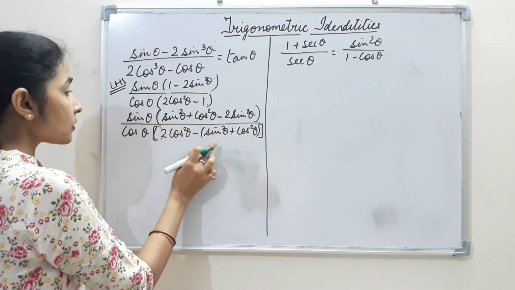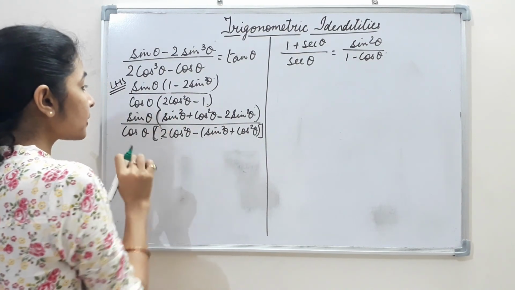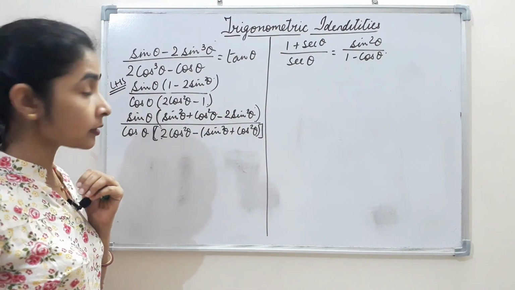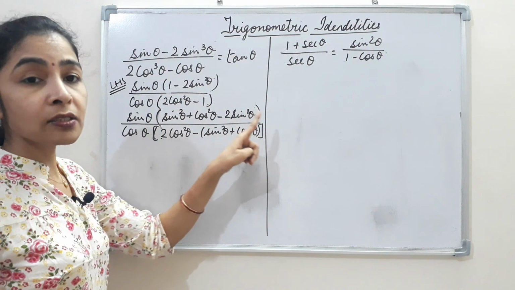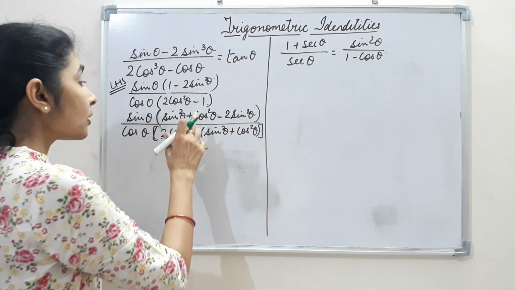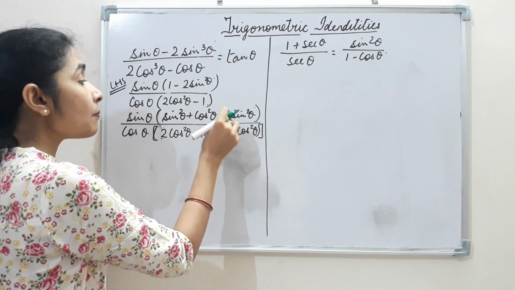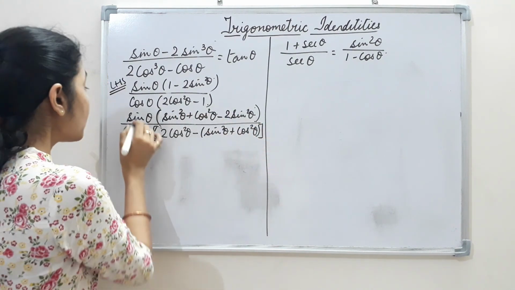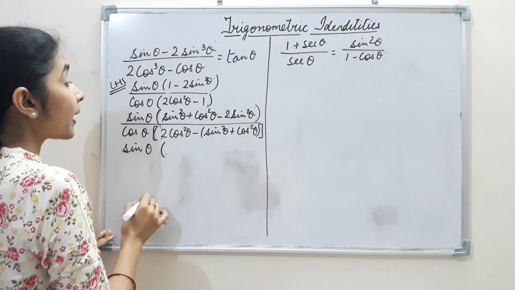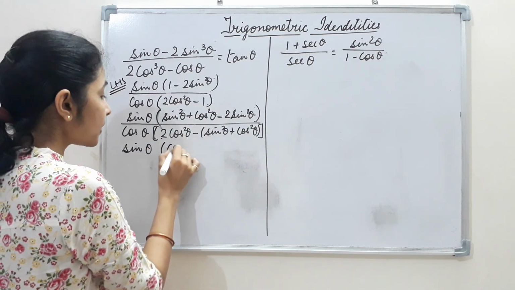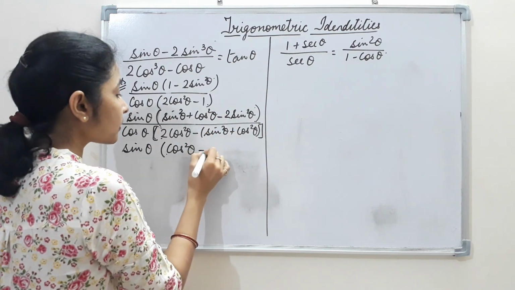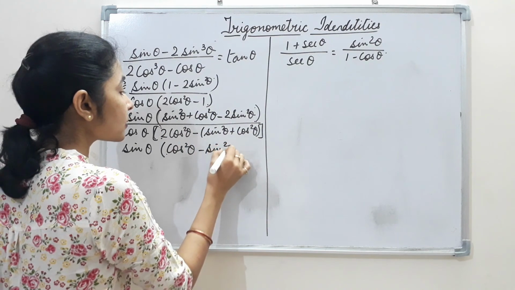In the next step I will just change this, and in the numerator just see that we are having sin square theta, and here we are having minus 2 sin square theta. So sin square theta minus 2 sin square theta gives me minus sin square theta. Here I will have cos square theta minus sin square theta. This sin theta remains as it is. Sin theta bracket, this cos square theta remains as it is, cos square theta. Sin square theta minus 2 sin square theta is equal to minus sin square theta.